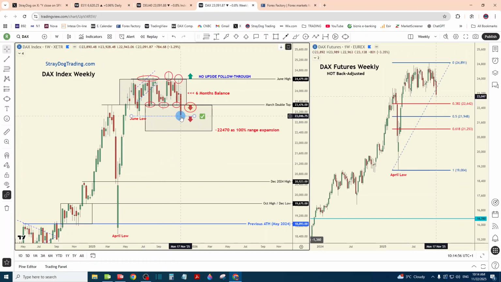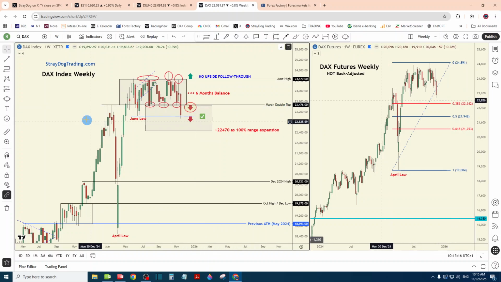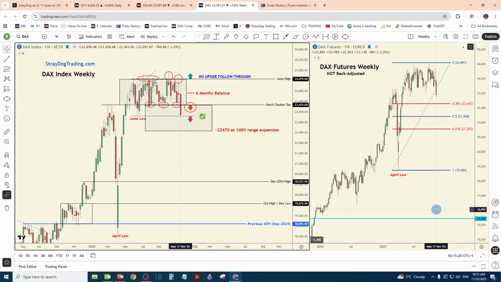You see that this candle closed above the June low, so it is questionable. Can we get 100% range expansion of this range here? And obviously same like on the S&P, downside scenario below the lows, upside scenario on regaining March double top and daily 200.